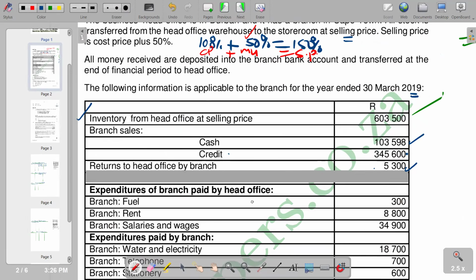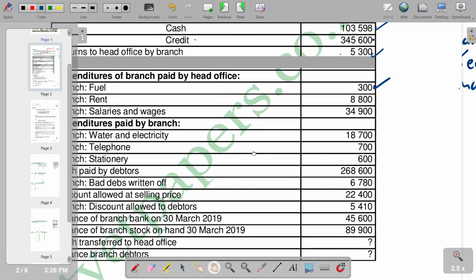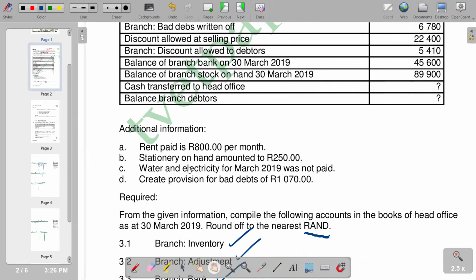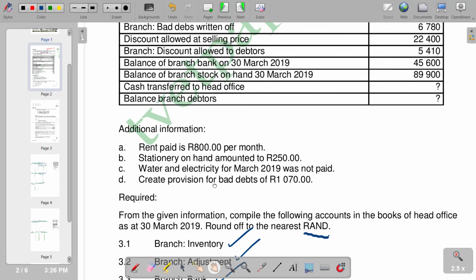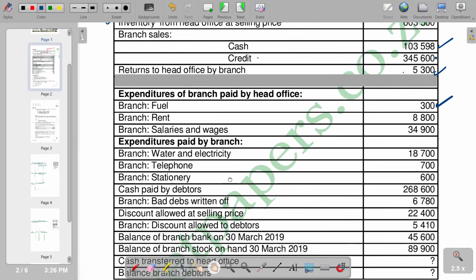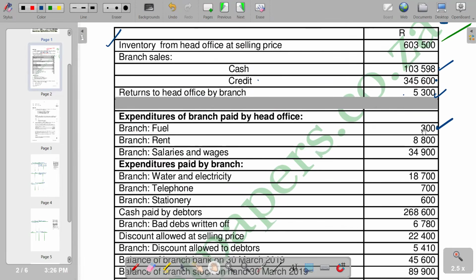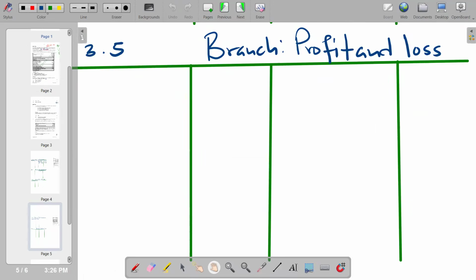So in that case now, we see that we are given the branch fuel is 300. Then we check in the additional information if we've got anything that is affecting our branch fuel. So we go to the additional information and try to see if we have anything that is affecting branch fuel, and we do not have anything that is mentioned in branch fuel. So in that case, we assume that the figure that we are given here, 300, is the same figure that applies to the current period. So we go to the side and we are saying branch fuel.